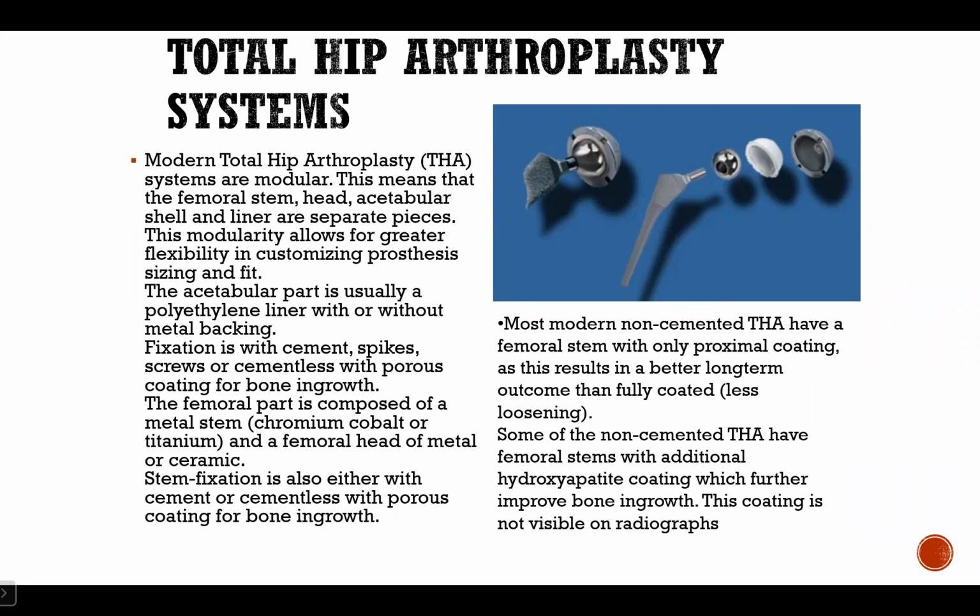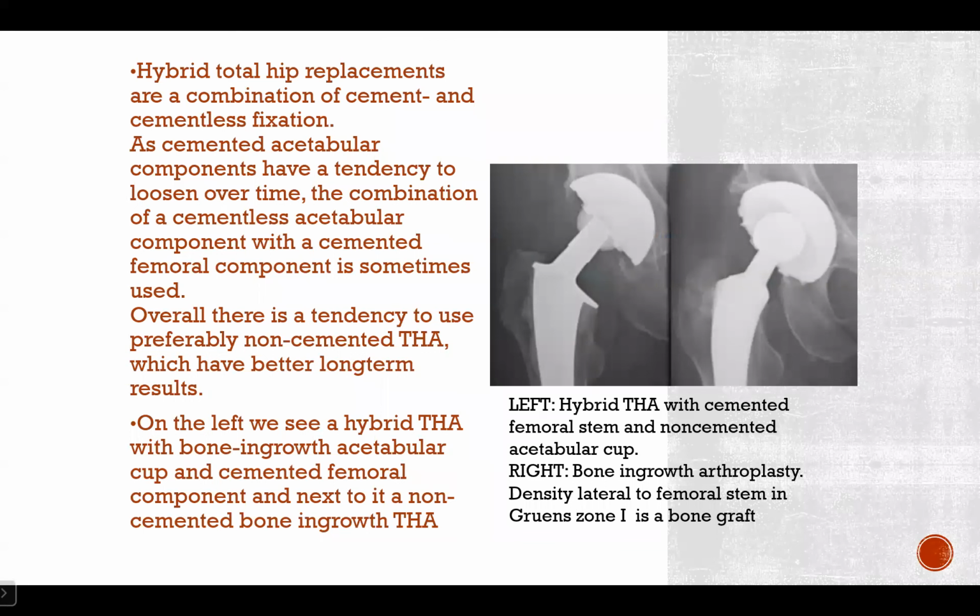Most modern non-cemented total hip arthroplasties have a femoral stem with only proximal coating, as this results in better long-term outcome than a fully coated one, with less loosening. Some non-cemented total hip arthroplasties have a femoral stem with additional hydroxyapatite coating, which further improves the bone ingrowth. Hybrid total hip replacements are a combination of cement and cementless fixation.